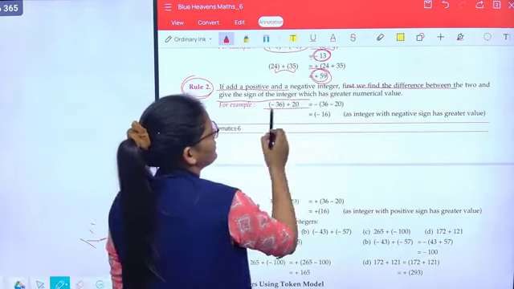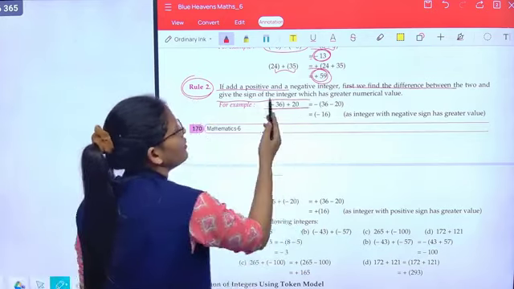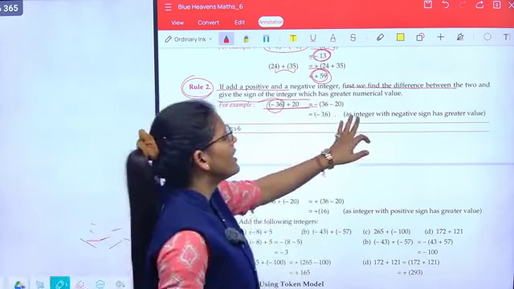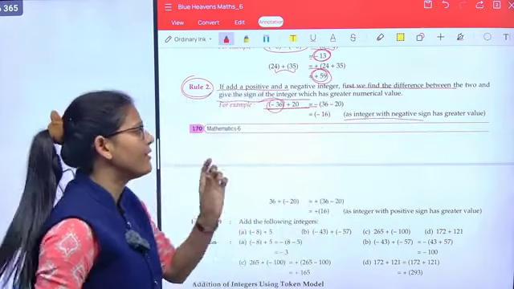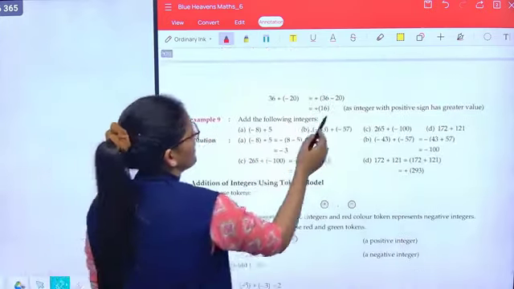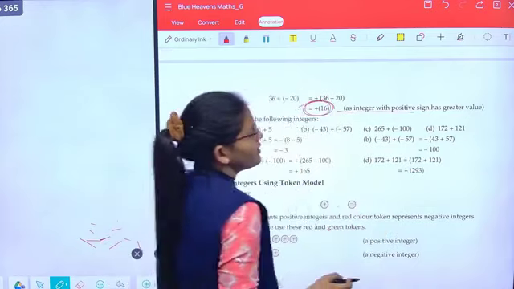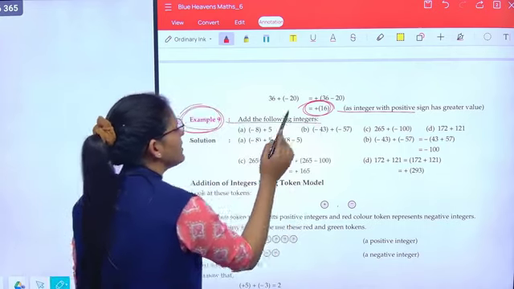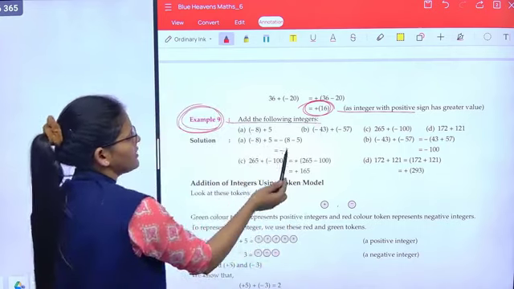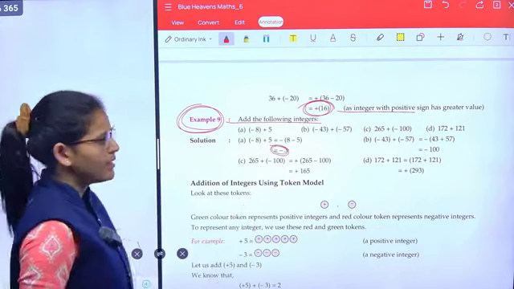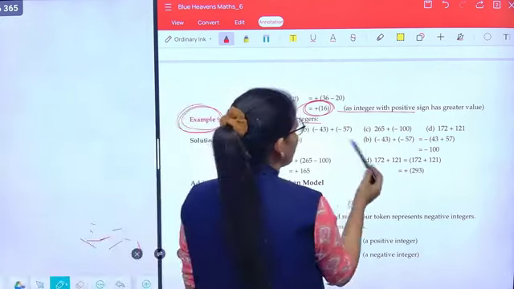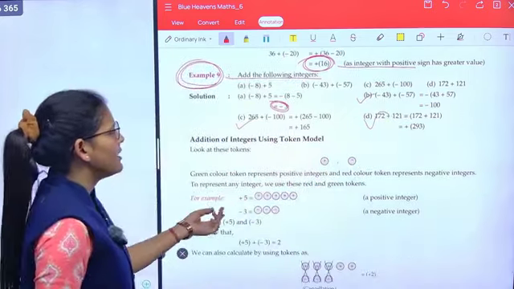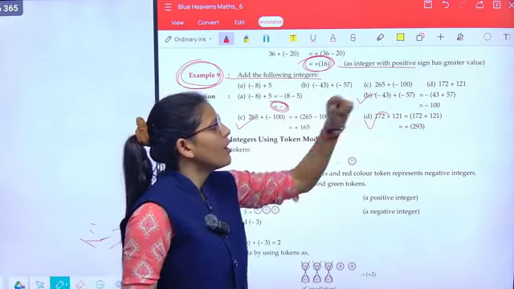You can see here, which is greater numerical value: minus 36 plus 20, minus 36 minus 20, 16, as it is negative has greater value. You can see here, as the integer with positive sign has greater value. Example number 9, add the following integers: minus 8 plus 5, that is minus 3. Now you can see B point and C point and D point here. Understand? Minus 43 plus minus 57.